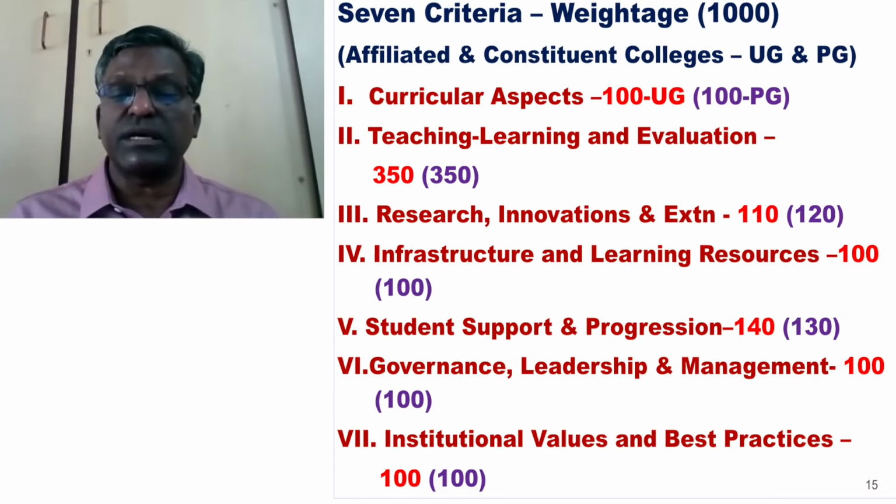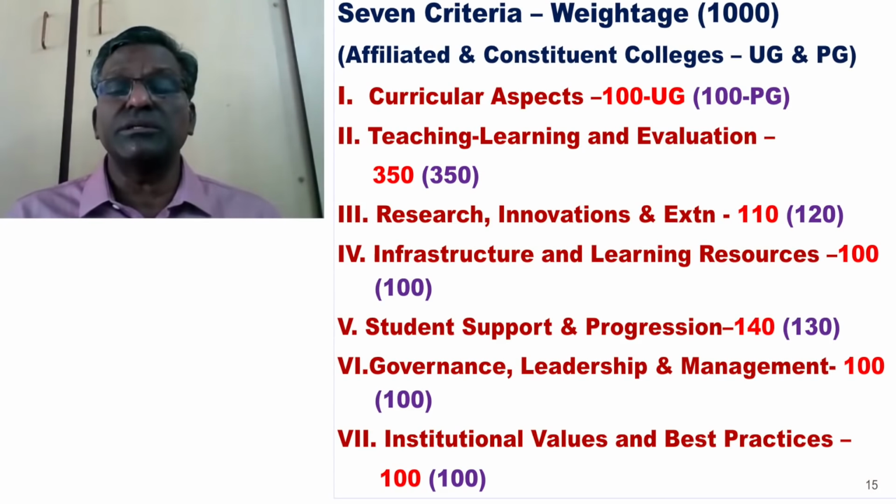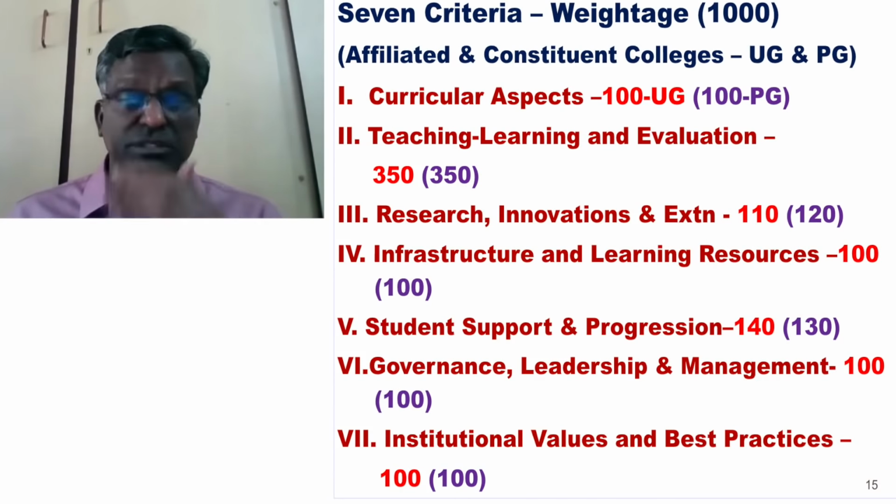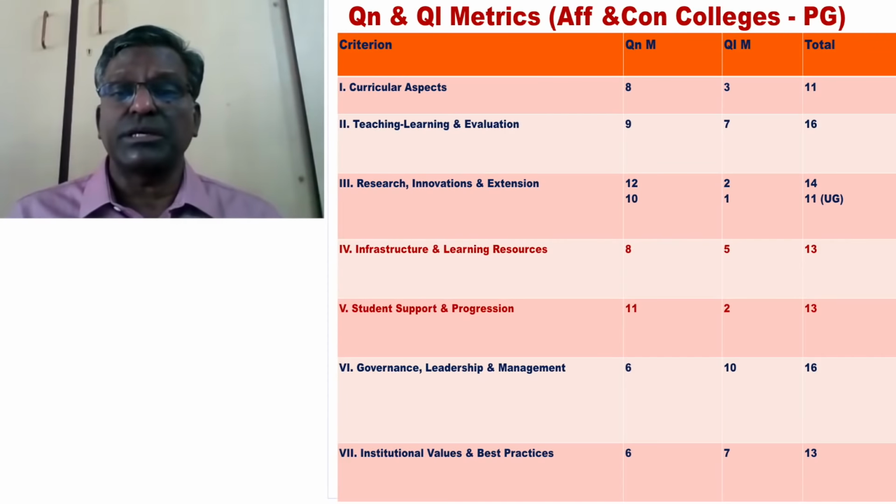In other words, there is only a minor difference between an affiliated and constituent college that offers only UG programs and an affiliated and constituent college that offers both UG and PG programs. There is no major deviation or major difference. There are only minor differences between these two sets of institutions. Now you please take a look at it.